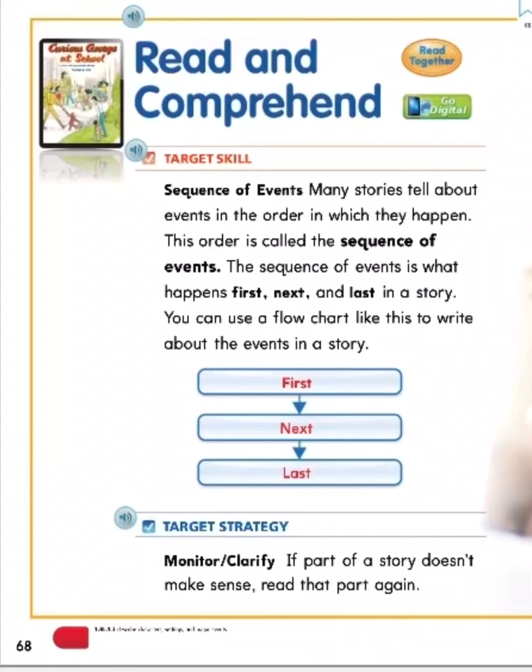Read and comprehend. Target skill. Sequence of events. Many stories tell about events in the order in which they happen. This order is called the sequence of events. The sequence of events is what happens first, next, and last in a story. You can use a flow chart like this to write about the events in a story. Target strategy. Monitor, clarify. If part of a story doesn't make sense, read that part again.